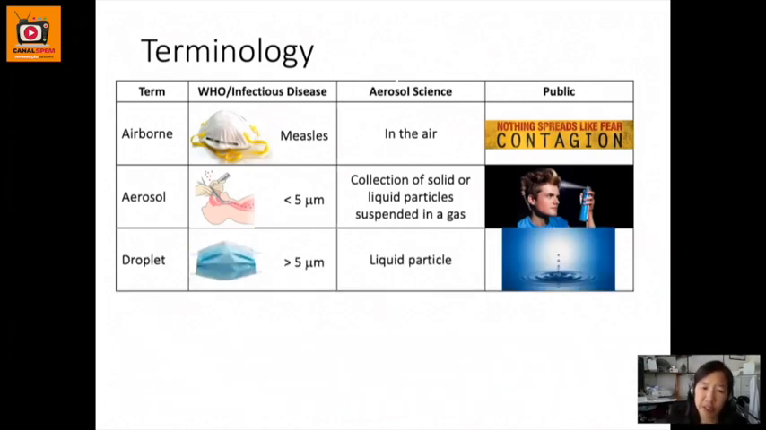Droplets, according to the infectious disease community, are defined as being larger than 5 microns, and droplet precautions imply that surgical masks are required to block the spray of large droplets from landing on someone's mucous membranes. This acts as a source control and some protection also. To aerosol scientists, a droplet really is a liquid particle irrespective of size. And I think to the public, they might think of raindrops or something coming out of an eyedropper.